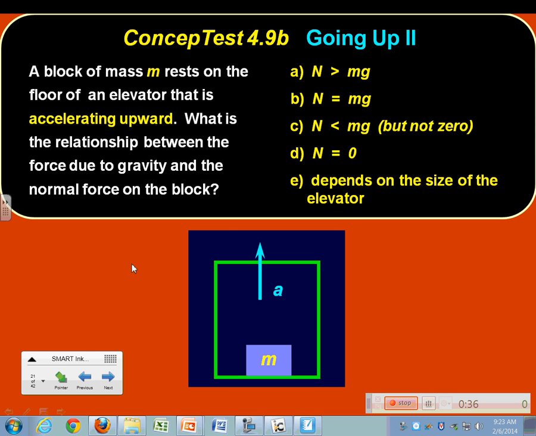If I'm in an elevator that's rushing up, accelerating upward, what happens to the normal force? Is it bigger, equal to the weight, less than the weight? Is the normal force 0, or does it depend on the size of the elevator?